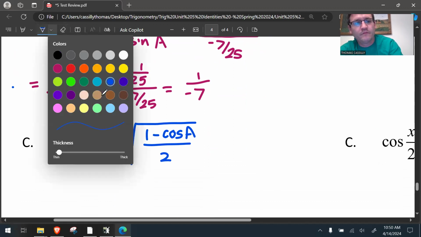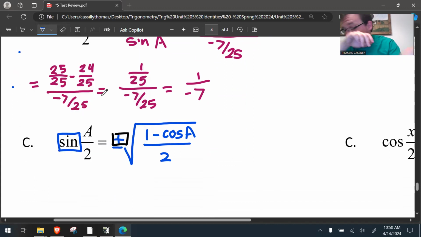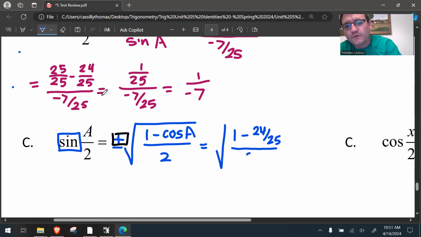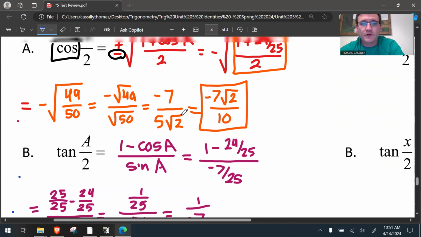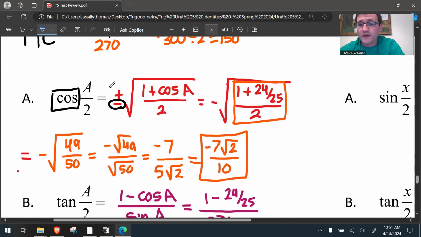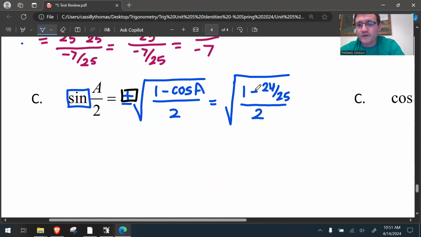All right. So plugging in what we have, square root of 1 minus, the cosine ended up being 24/25, all over 2. All right. So it looks similar to the cosine identity, but it is different. You just have that minus sign in the middle, that is the only difference.